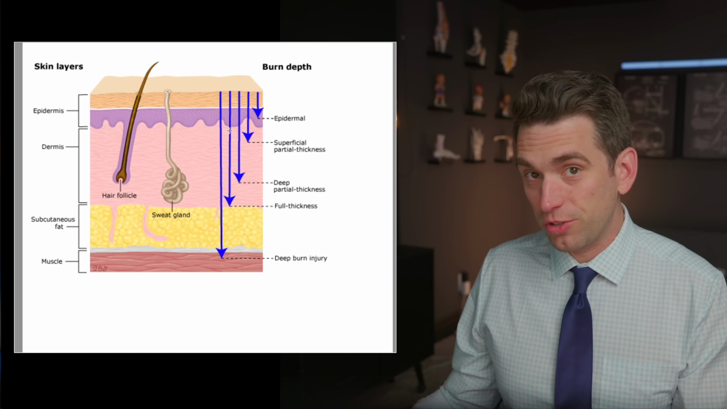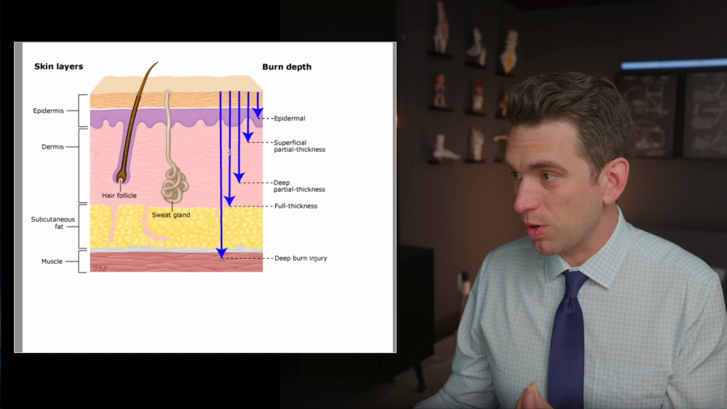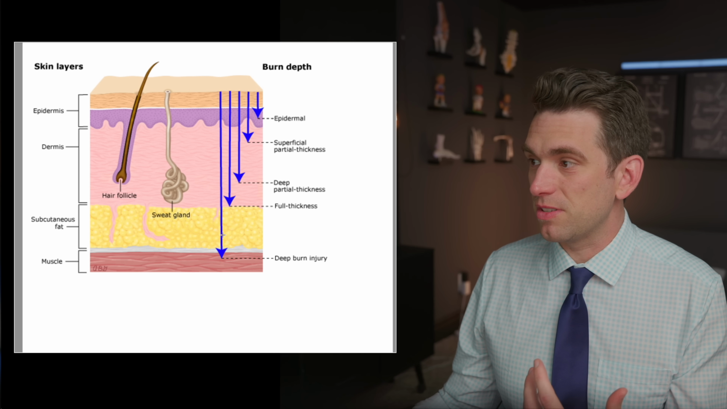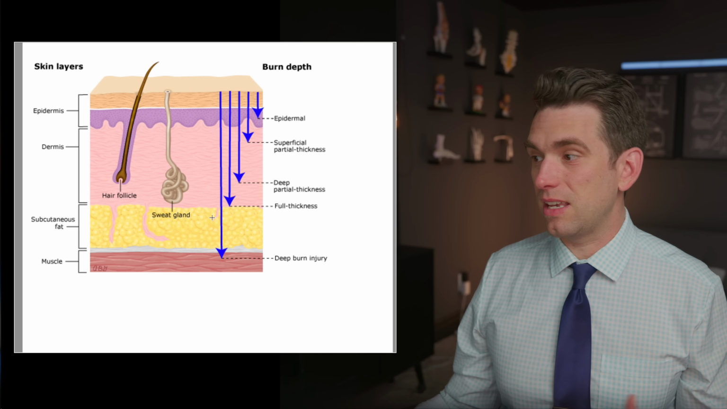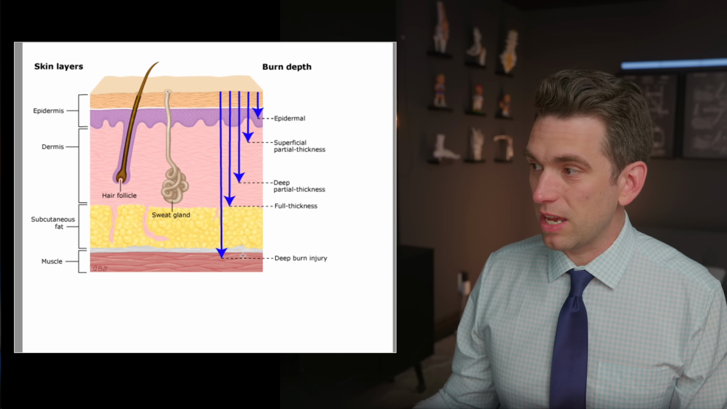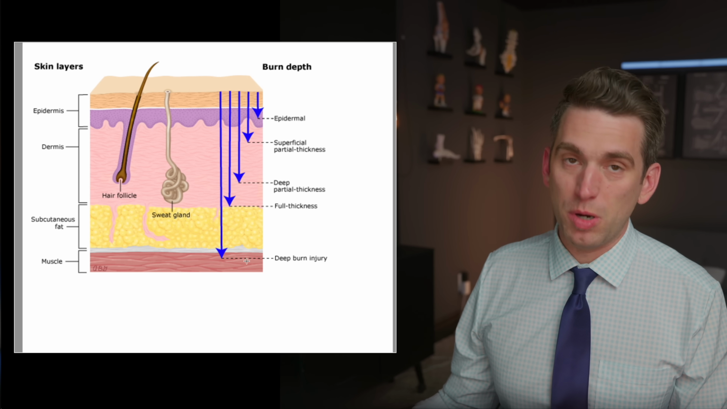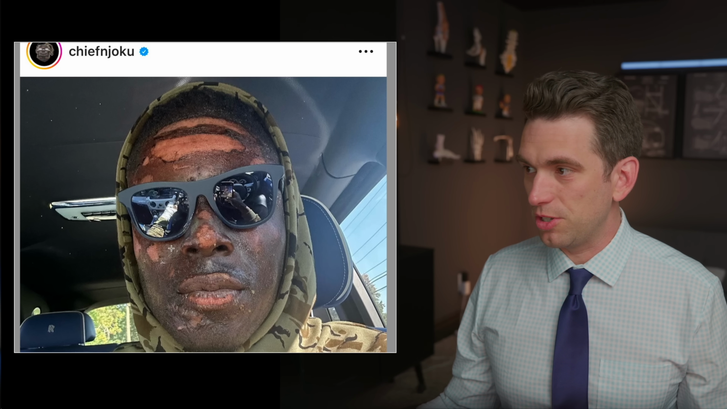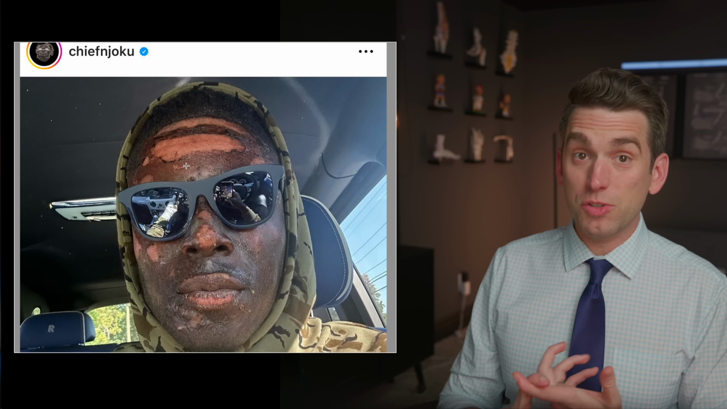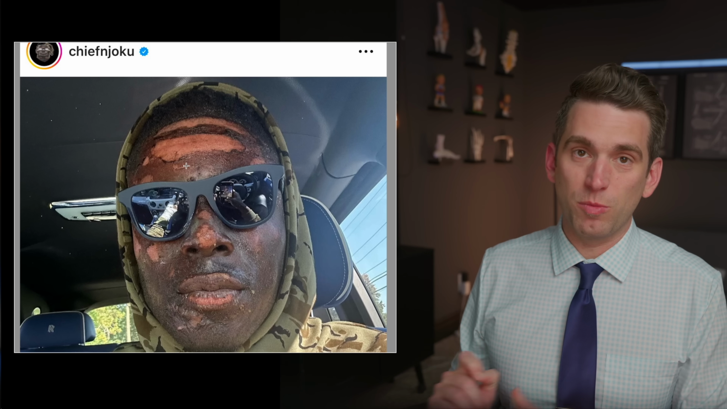And then old school third degree burns are now full thickness burns that involve the entirety of the epidermis and sometimes down into that subcutaneous fat. And then fourth degree is a deep burn injury, which goes all the way down to the underlying muscle, potentially the bone. So with Njoku, the fact that we're still seeing skin here, this is not going to be all the way down to the dermis. My suspicion is this would be first degree or just superficial epidermal burns.